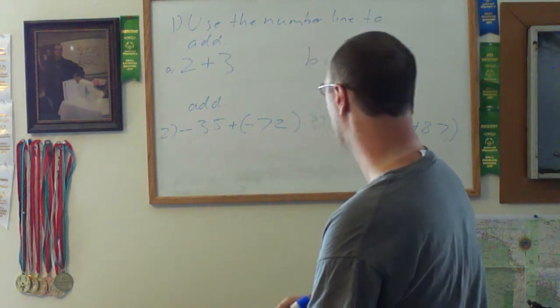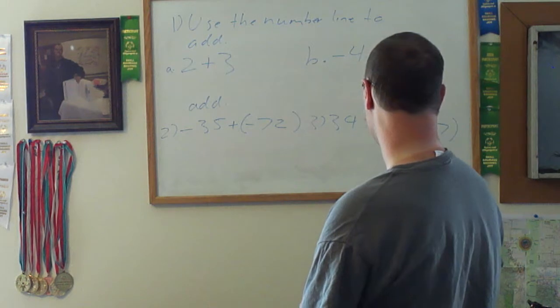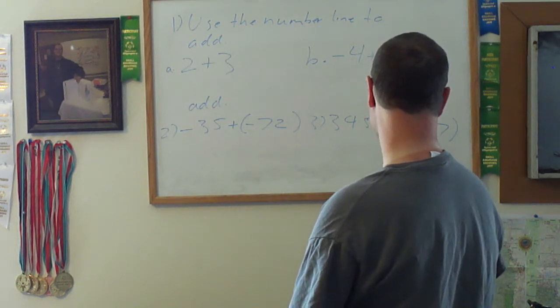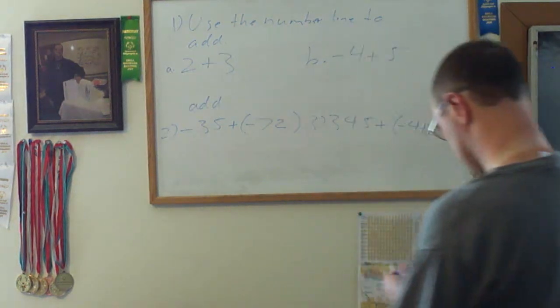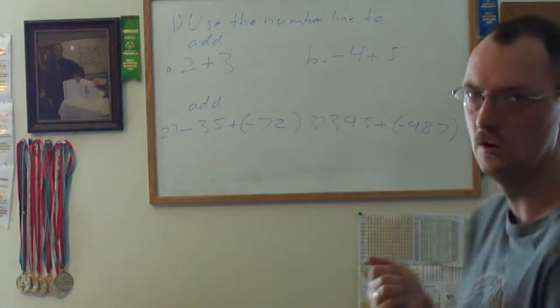And add these two numbers as well: negative 35 plus negative 72, and 345 plus negative 487. So that's on the quiz.